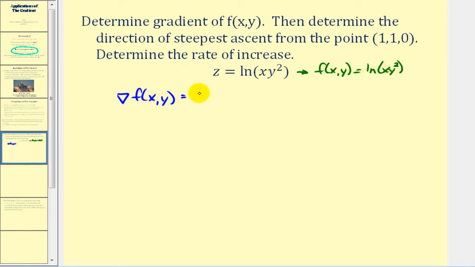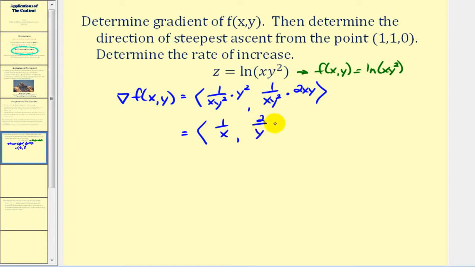So the gradient will be equal to the vector where the x component is equal to the partial of f with respect to x. So we'll have 1 over x y squared times the derivative of x y squared with respect to x. That'll give us y squared. And the y component will be the partial derivative of f with respect to y. So we'll have 1 over x y squared times, and then u prime would be 2xy. Let's go ahead and simplify this. We'd have 1 over x for the x component, and this would be 2 over y for the y component.